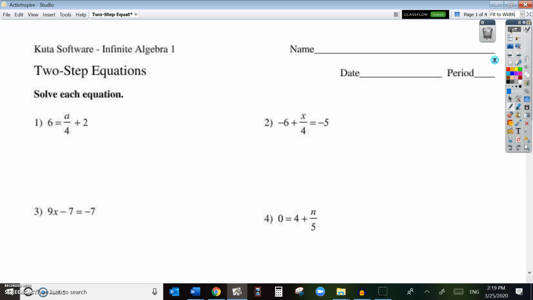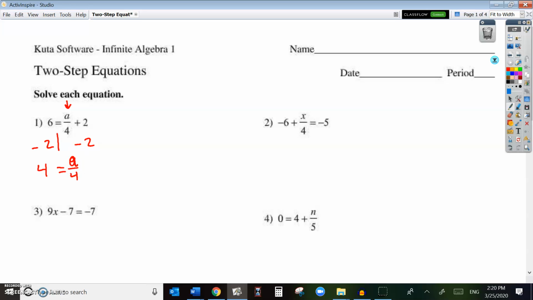Okay, your goal is to isolate the variable. So to do that, you need to figure out where it is. It is on the right side of the equation, and it's got two things happening to it. You're adding 2, and you're also dividing by 4. So the first thing you need to do is subtract 2 on both sides. Now you have a over 4 equals 4. Sorry, my a looks like a 9. A over 4 equals 4.